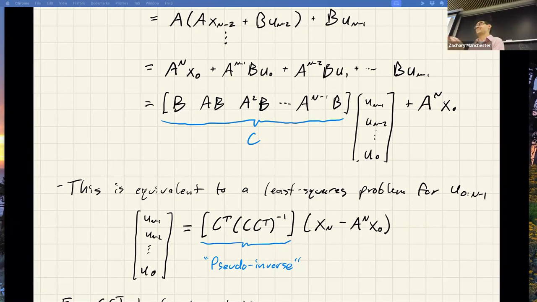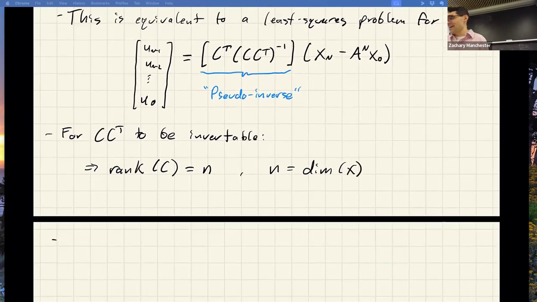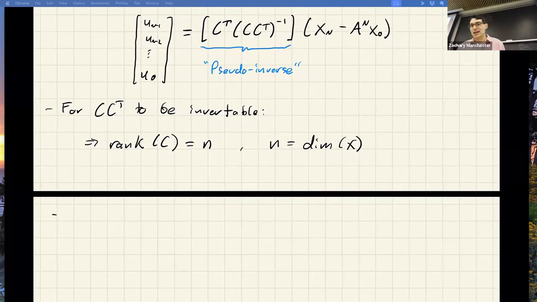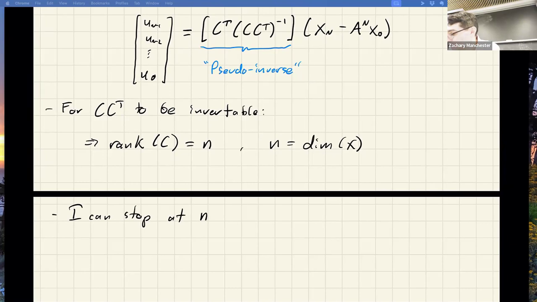Okay. And so the answer is you can, because it's actually useful, do it with a finite number of time steps. I'll just say it and then we can talk about it. It turns out, when I check this for the rank, I can stop at little n time steps, which is the state dimension in that C matrix.